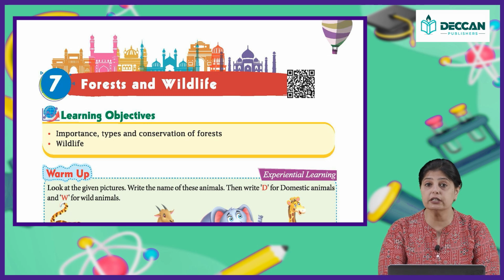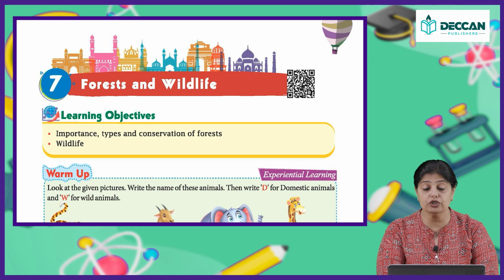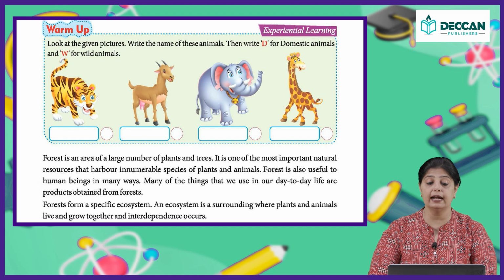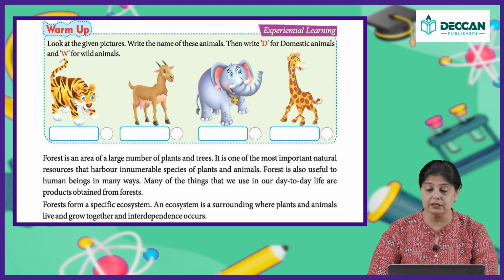So the learning objective is we are going to talk about the importance, types and conservation of forests and wildlife. Okay, so let's do a quick warm up first, and we have to look at the given pictures and write the name of these animals. Then write D for domestic animals and W for wild animals.